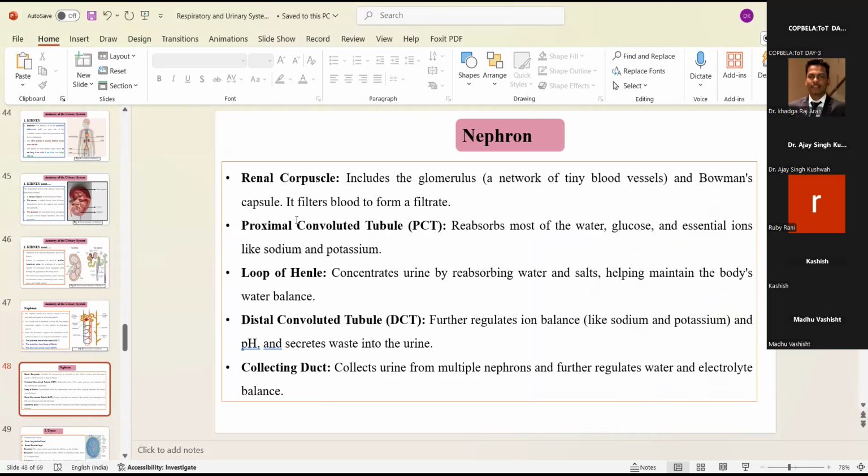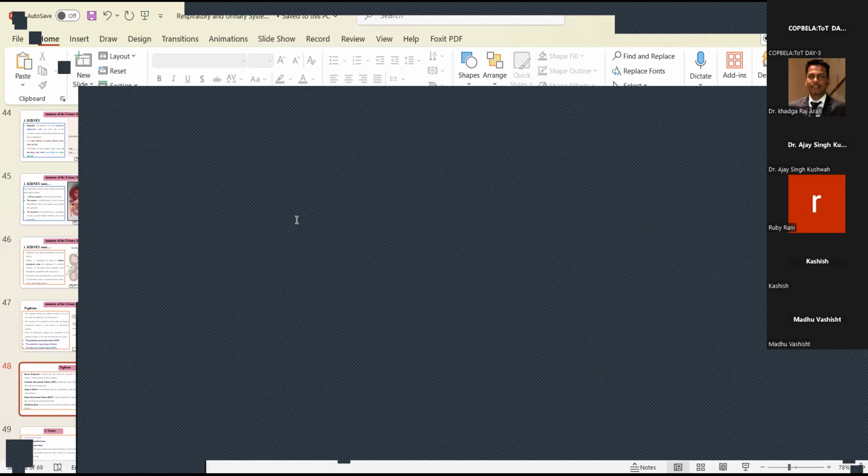Next is the loop of Henle, which concentrates urine by absorbing water and salt, and it also helps in the maintenance of body water balance. The next function is of the DCT, which regulates ion balance like sodium and potassium, and it also regulates or maintains the pH of urine. The last part of the nephron is the collecting duct, which helps in the formation of urine, and it also regulates the water and electrolyte balance.